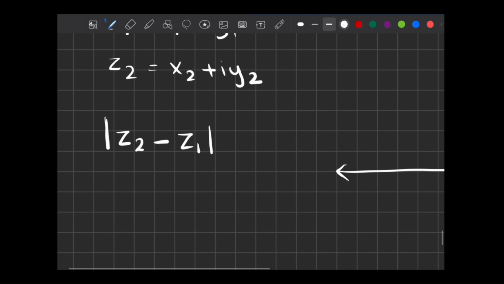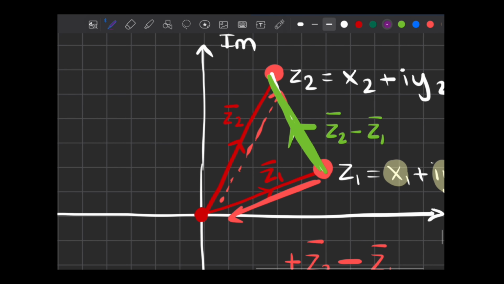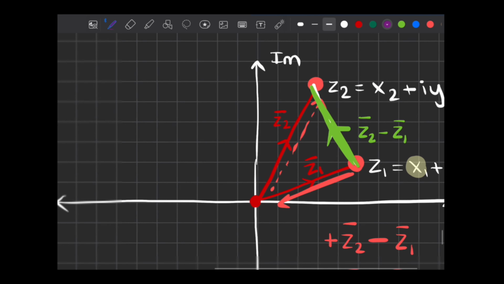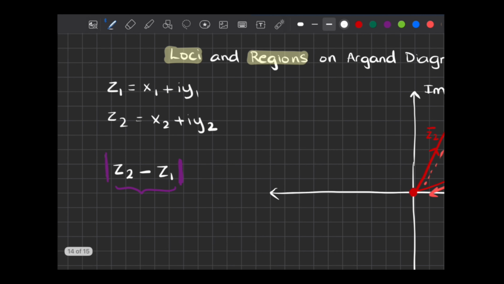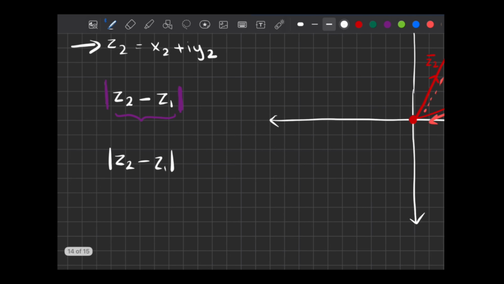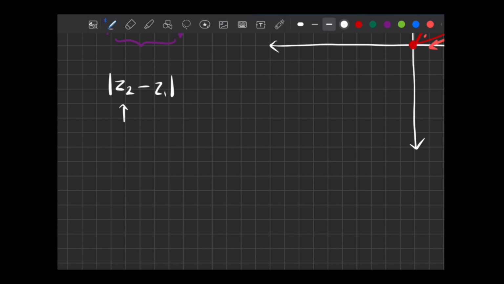Now, these symbols either side represent the magnitude of this. So the magnitude is the length of this vector, z2 minus z1, or in other words, it's the distance between the point z1 and z2 on the Argand diagram. So once again, to summarize, this represents the distance between 2 complex numbers on an Argand diagram. Now, using this result, we can replace z2 with any general complex number which has the form x plus iy. We've now replaced that for z2.